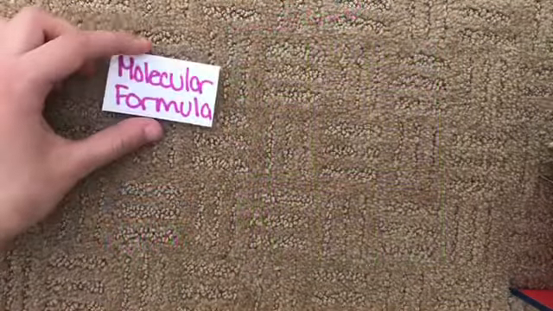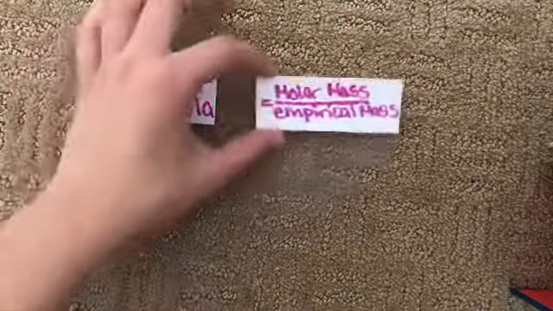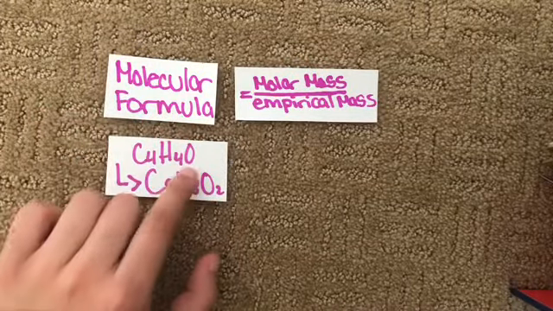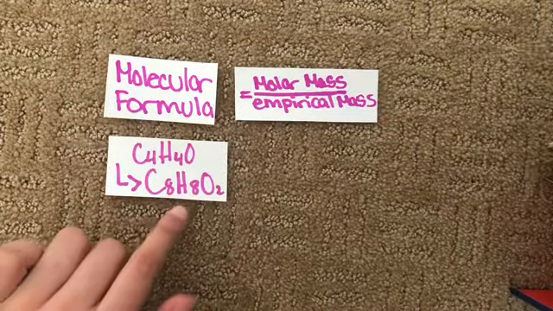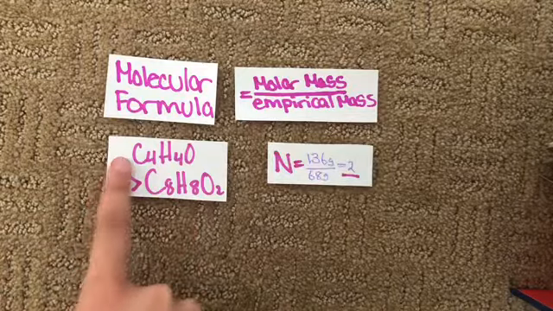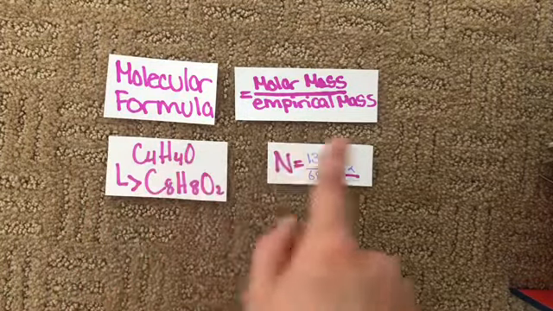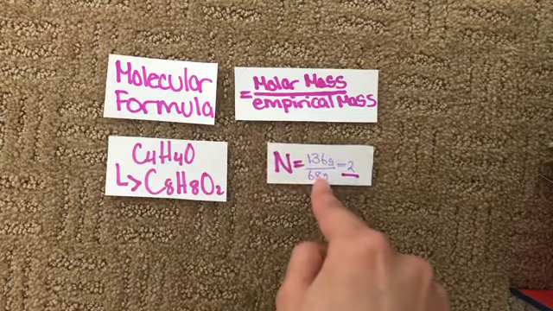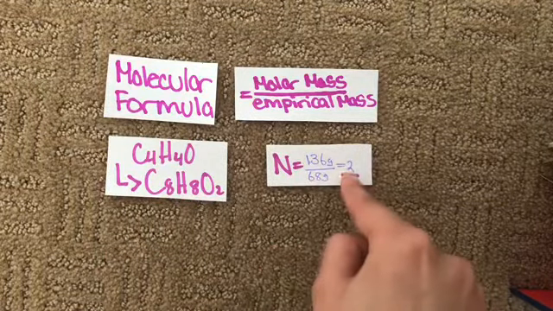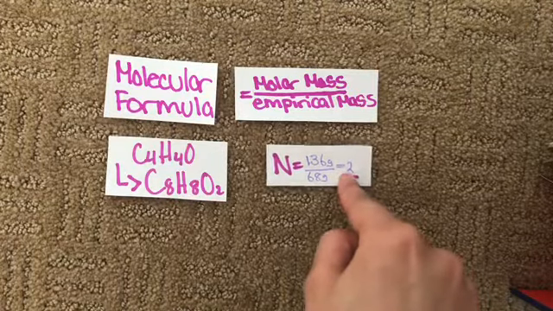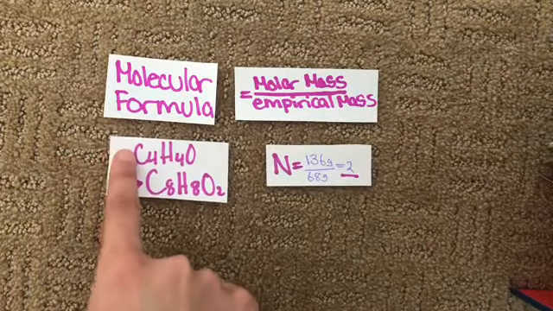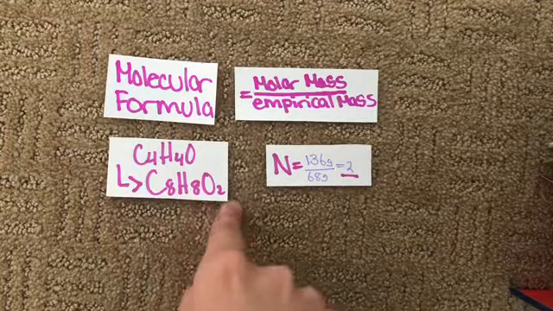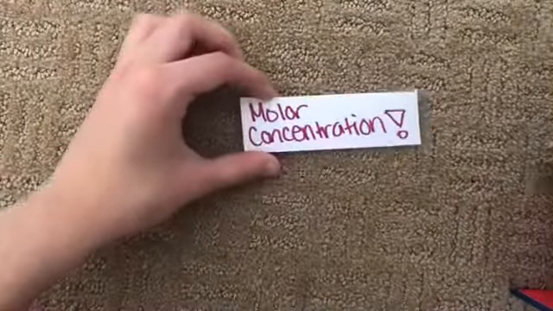Next we have our molecular formula, which is equal to molar mass over empirical mass. Our example C4H4O will turn into C8H8O2. I took the molar mass on top and put the empirical mass at the bottom and divided the two and got 2. So this number right here, we'll use it to multiply our example, which will make it C8H8O2.